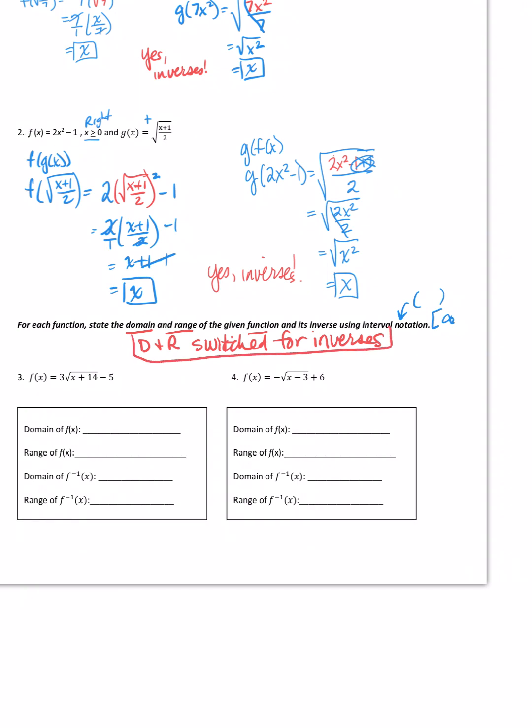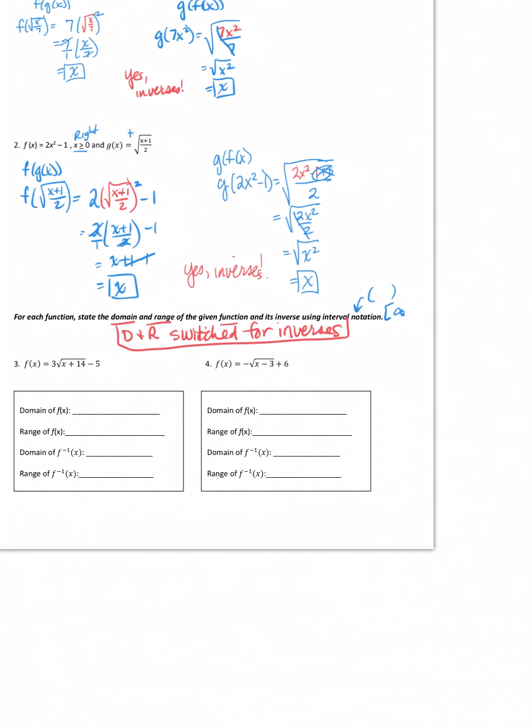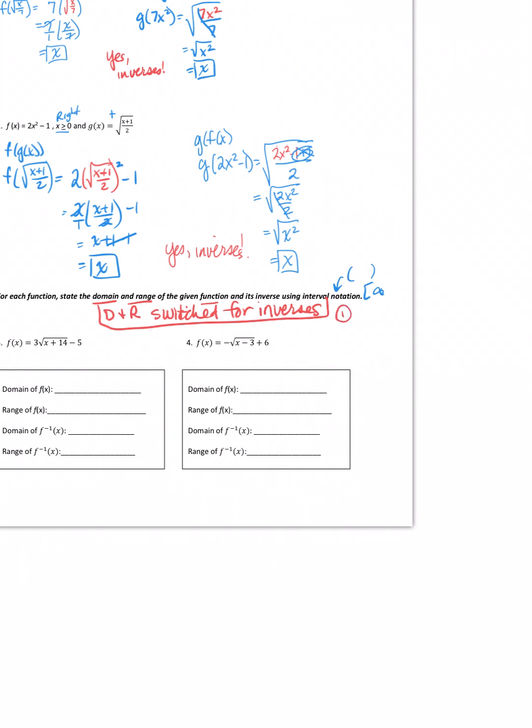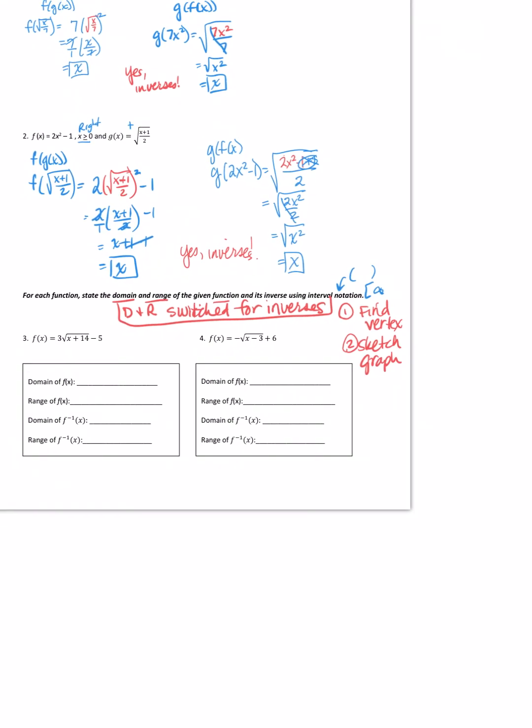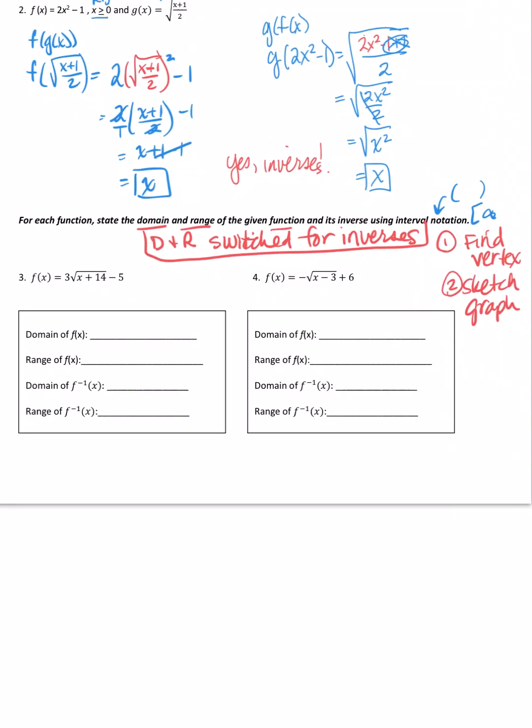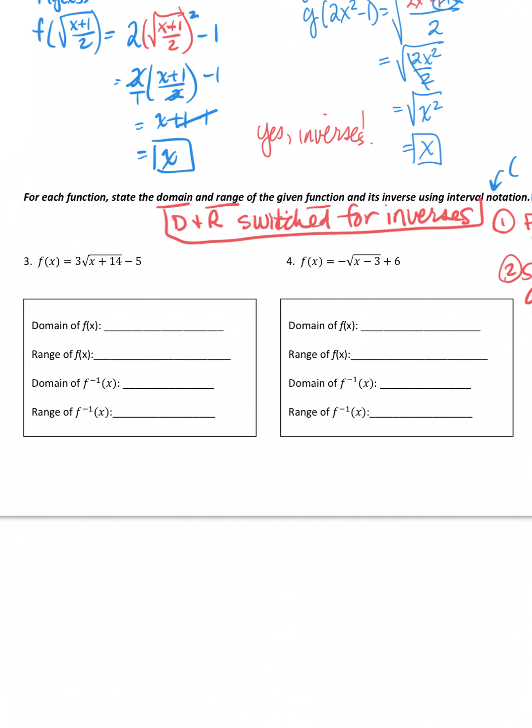So really what we have to do is a couple things. First, we want to find the vertex, and then you want to sketch a graph. Doesn't have to be a fancy detailed graph, but it gives you an idea. And then from there you can find your domain and range, then flip-flop them for the inverses. So let's look at this.